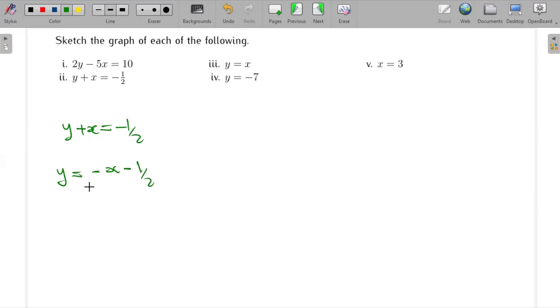So here you put 0 to get the y-intercept. If I put 0 where x is, I'm going to end up with y is equal to negative half. So that's my y-intercept. And then for the x-intercept, you put 0 for y, and you end up with x equal to negative half. Because when you put 0 here and take the negative x to the side, you end up with x equal to negative half. So this is what you get.